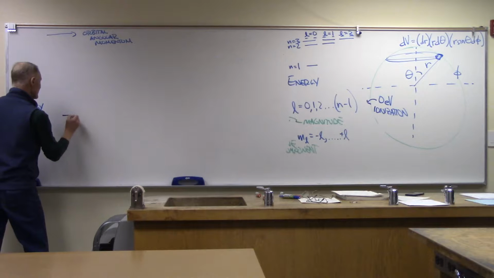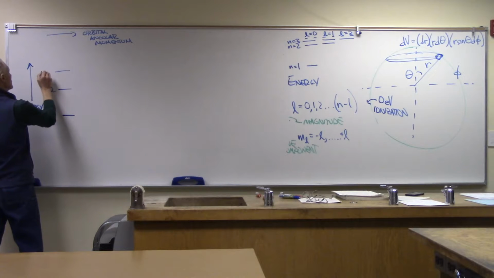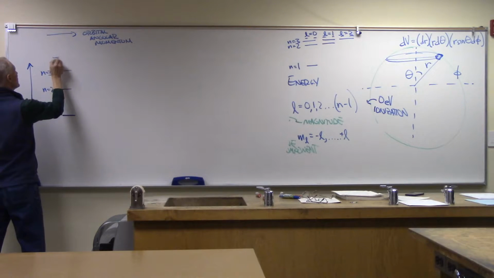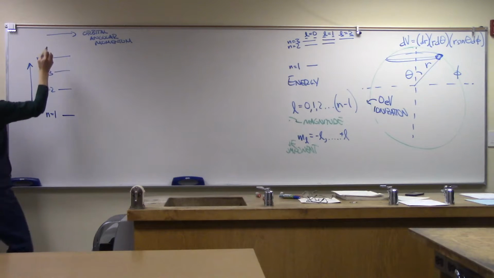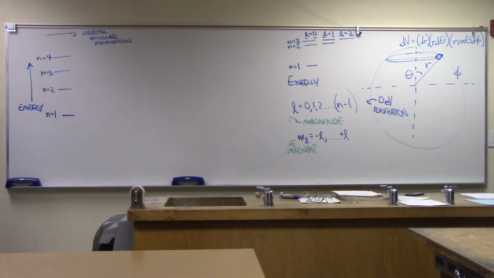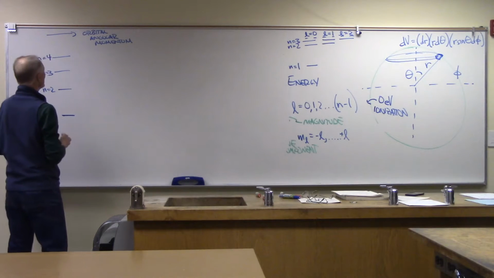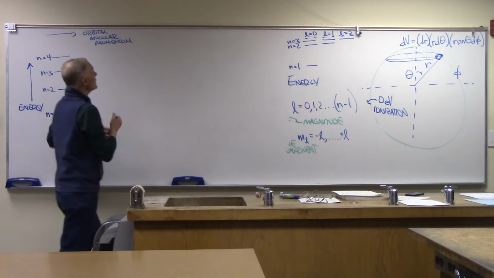Let me say that I have these energy levels. N is equal to 1, N is equal to 2, 3, maybe I'll do 4. 4 is maybe enough. So I've got these different energy levels of the quantum states. We found out that the N quantum numbers provide us information about energy. But then we also found out that there are these orbital angular momentums.